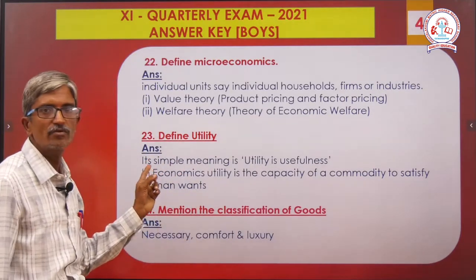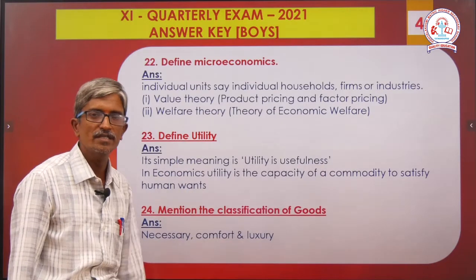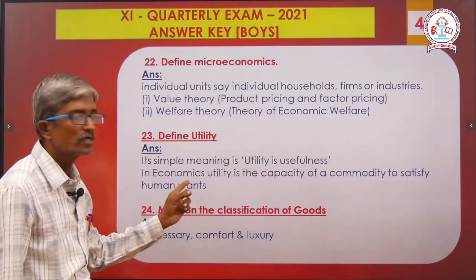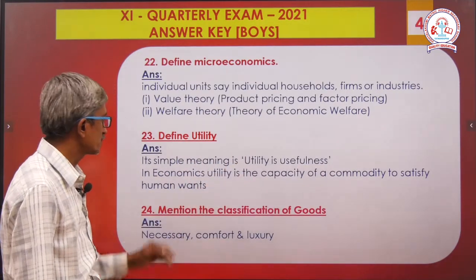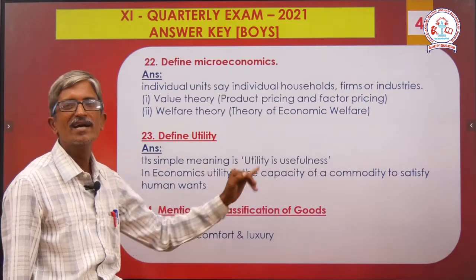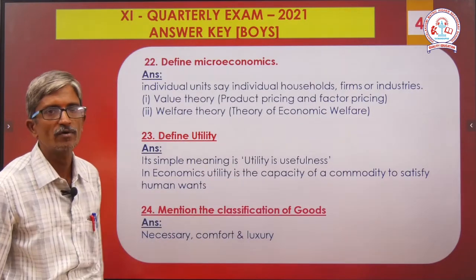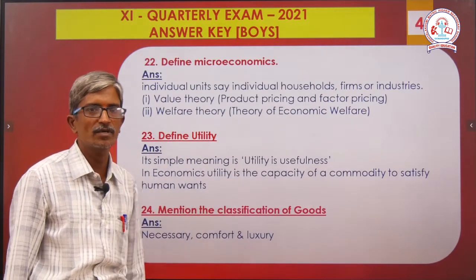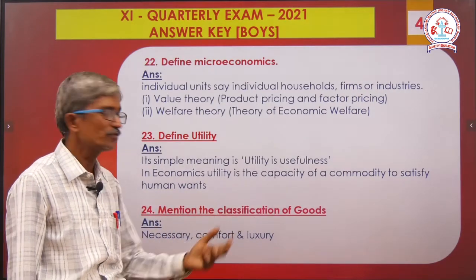Okay, next question number 23, define utility. Utility na usefulness. அந்த லைன் இருக்கணும். Its simple meaning is usefulness. It is a capacity of a commodity to satisfy human wants. அது என்ன capacity? How much? அந்த quantity பொறுத்து தான் அவருக்கு அந்த usefulness இருக்கு.